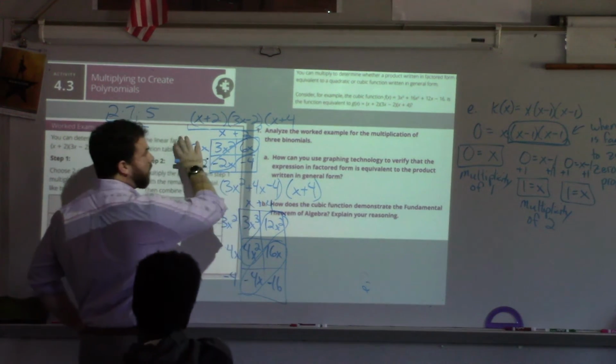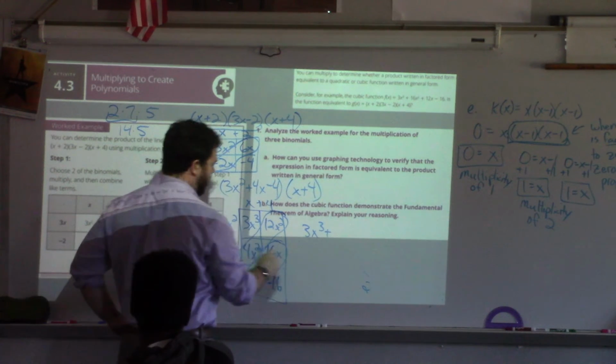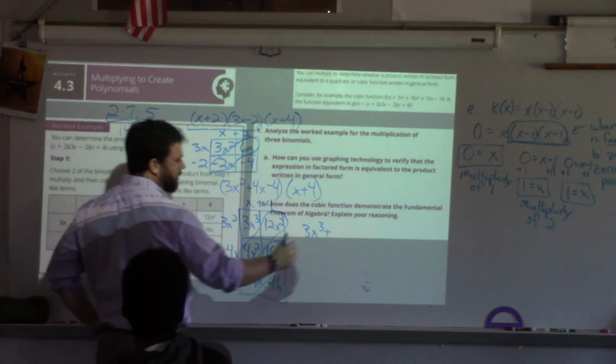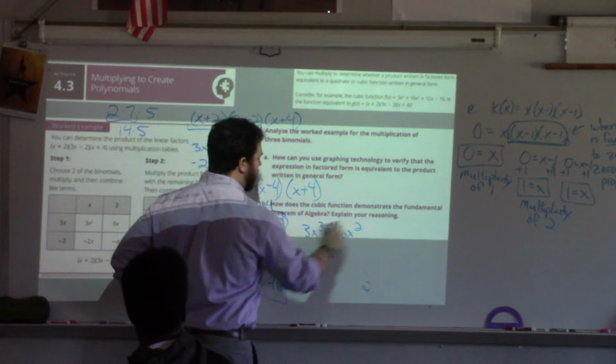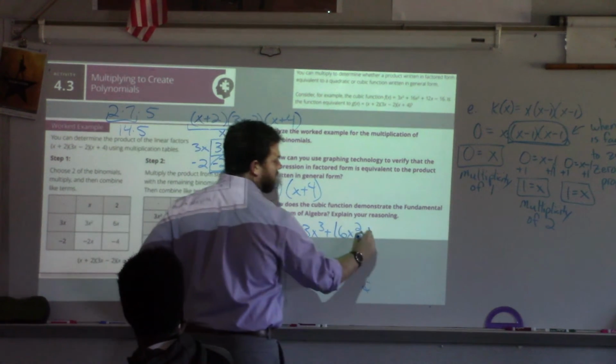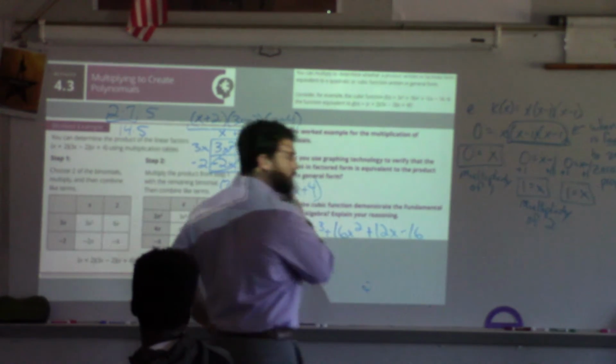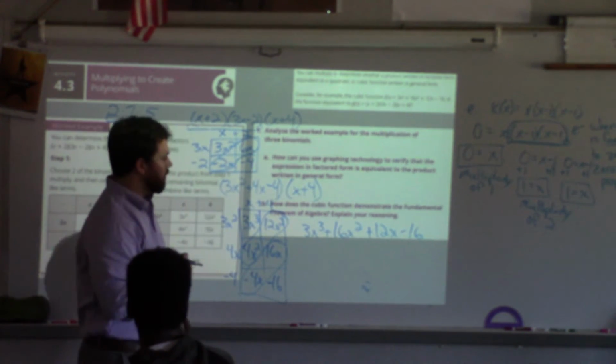So the product of all 3 of these binomials is 3x cubed plus, that's a positive and a positive, so it's 16x squared. 16x, that's negative, so minus 4x gives me 12x, and then just minus 16 at the end. Look, just making it longer.